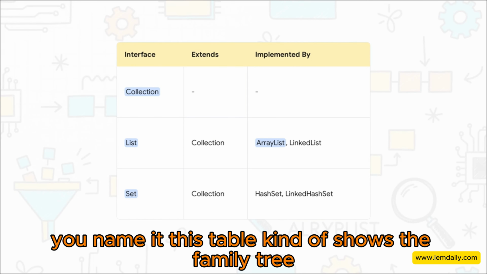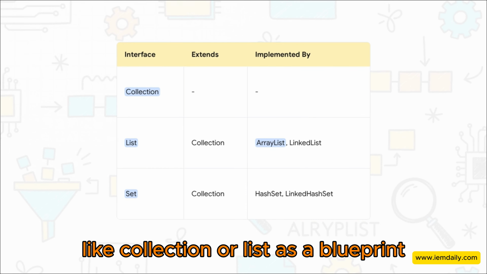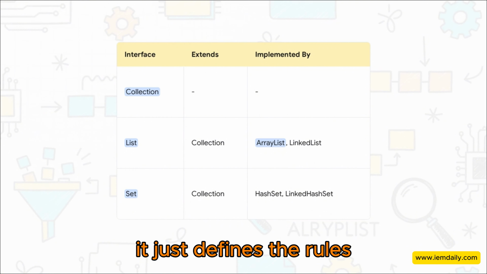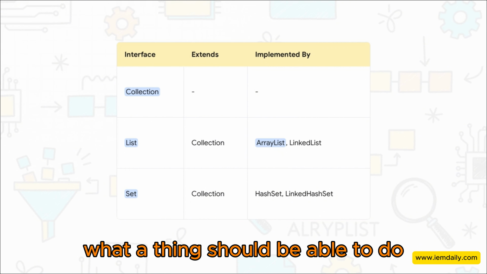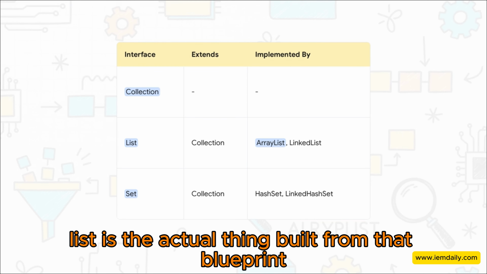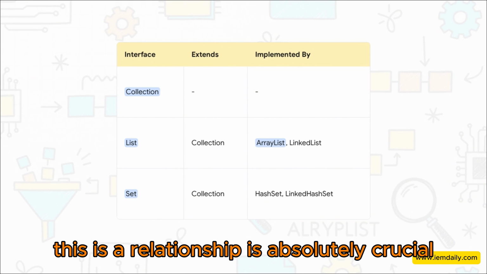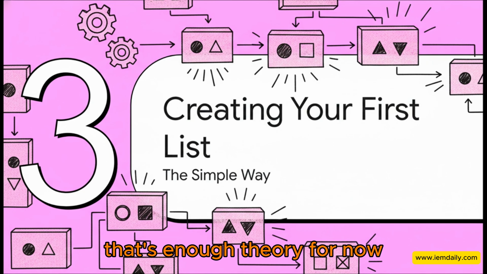This table kind of shows the family tree. Think of something called an interface, like Collection or List, as a blueprint. It just defines the rules, what a thing should be able to do. A class, like our ArrayList, is the actual thing built from that blueprint. So an ArrayList is a List, and a List is a Collection. This is-a relationship is absolutely crucial, and we're about to see why. All right, that's enough theory for now.